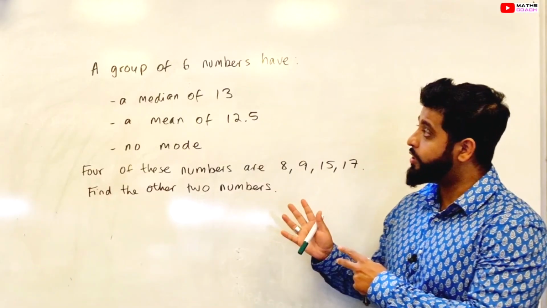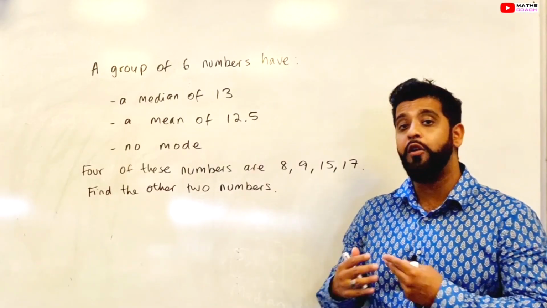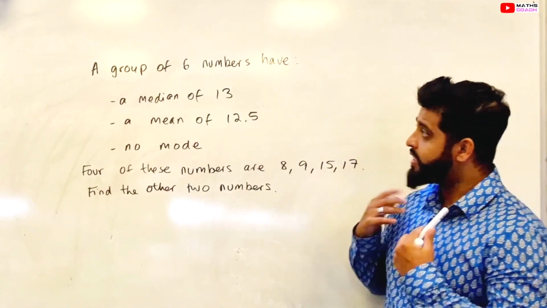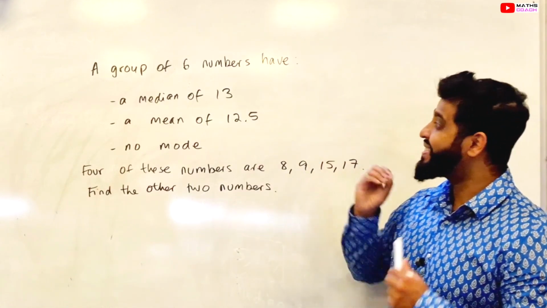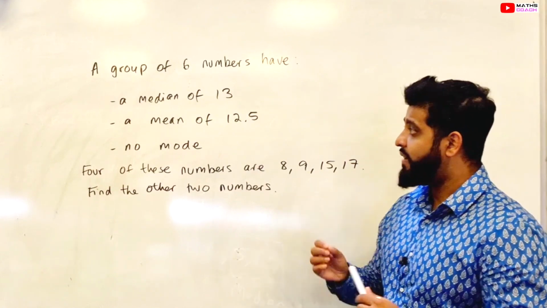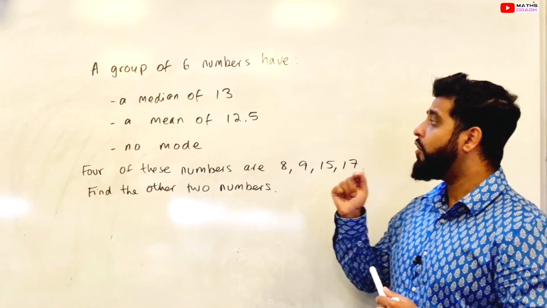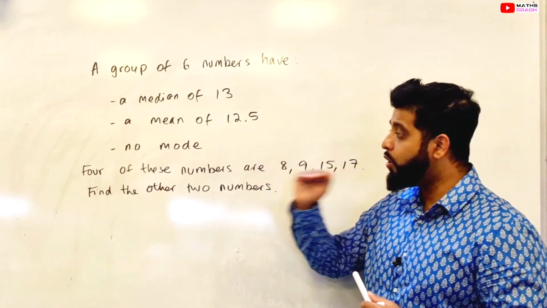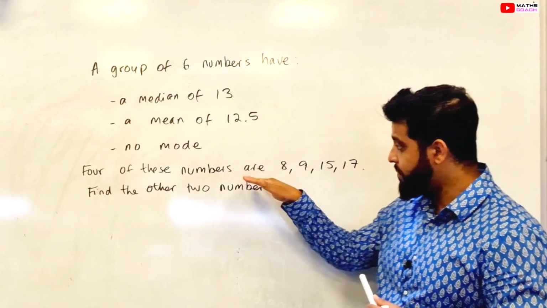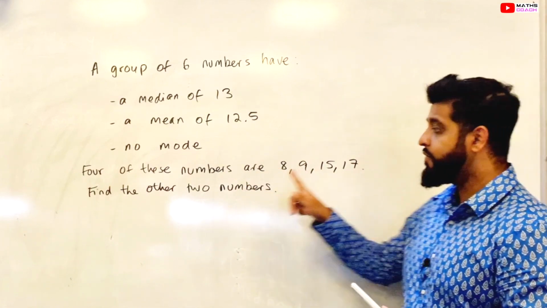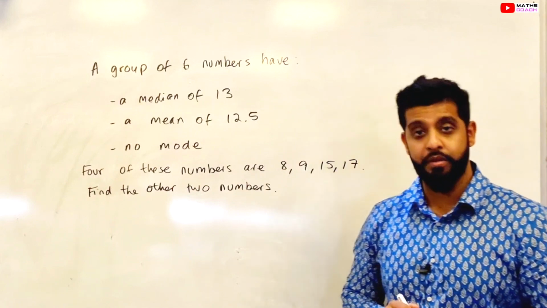Now this last question deals with the new style or the format of averages questions on the GCSE paper. So let's have a read of the question. A group of 6 numbers have a median of 13, a mean of 12.5, no mode. 4 of these numbers are 8, 9, 15, and 17. Find the other 2 numbers.